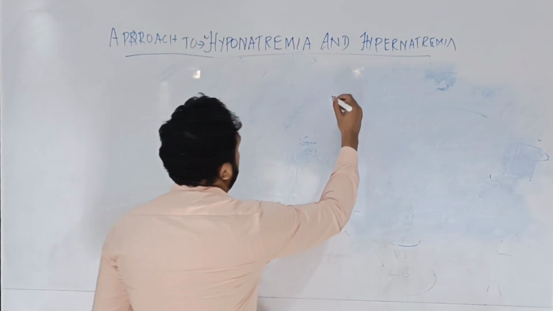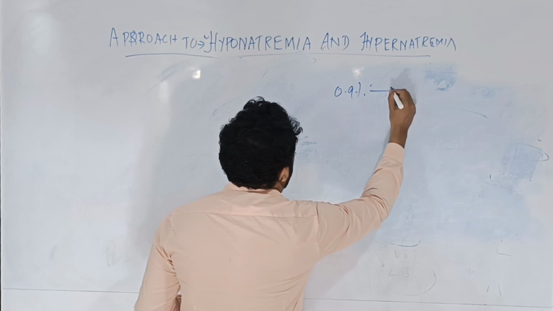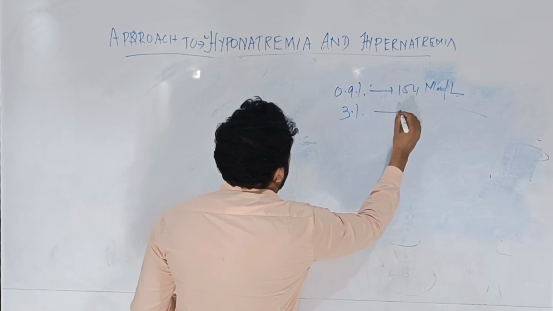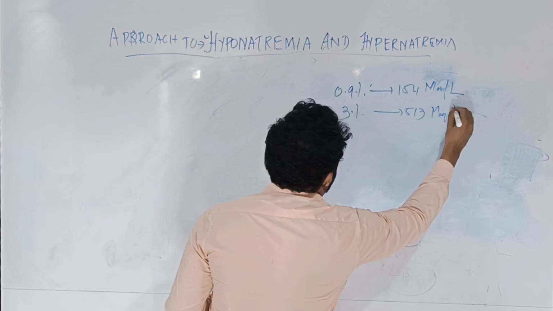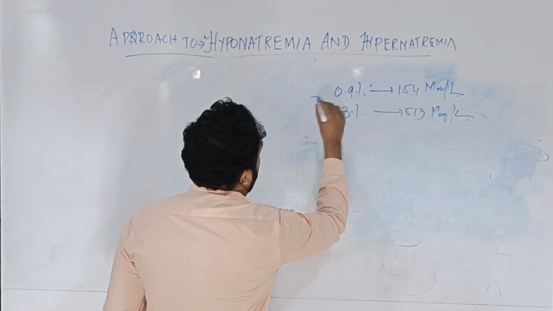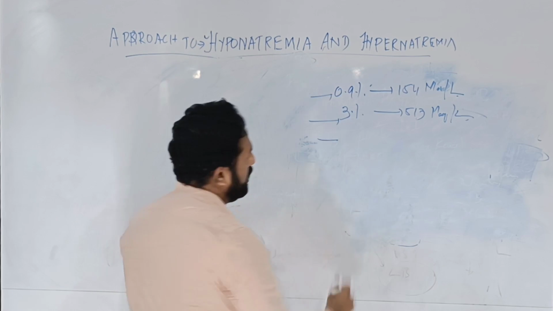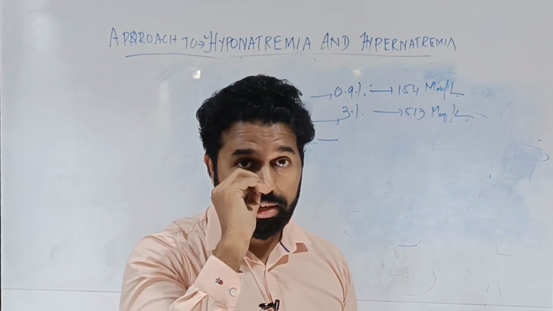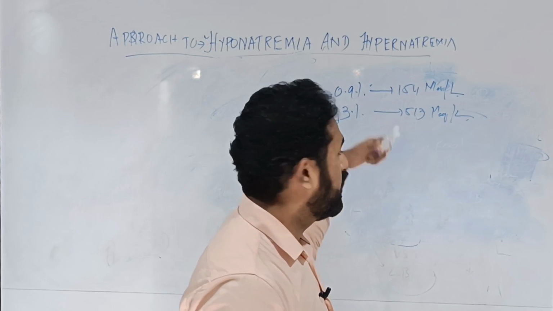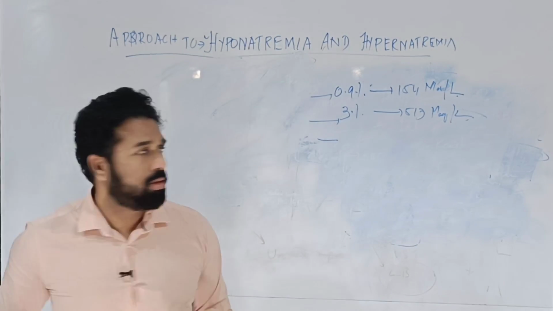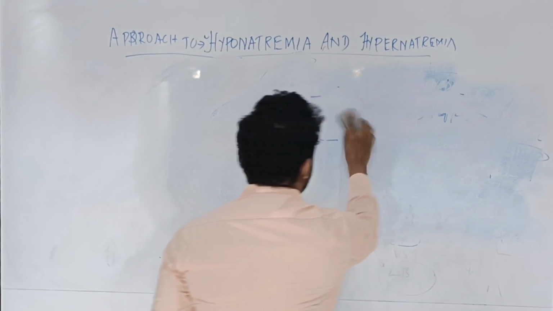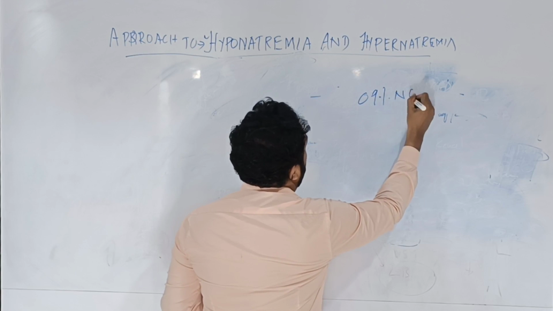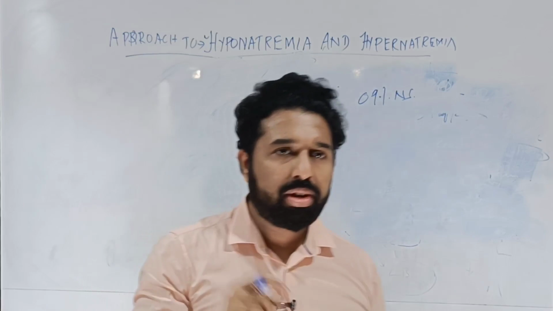Okay, so if you look at the composition, 0.9% NS contains 154 milliequivalents per liter of sodium. 3% NS contains 513 milliequivalents per liter of sodium. Okay, so this is the difference. In hypovolemic hyponatremia, you want to correct the sodium a little bit, but volume is what you're more interested in correcting. Okay, so now I'll tell you how you manage each condition. If the patient is presenting with hypovolemic hyponatremia, I told you the preferred solution is 0.9% NS.